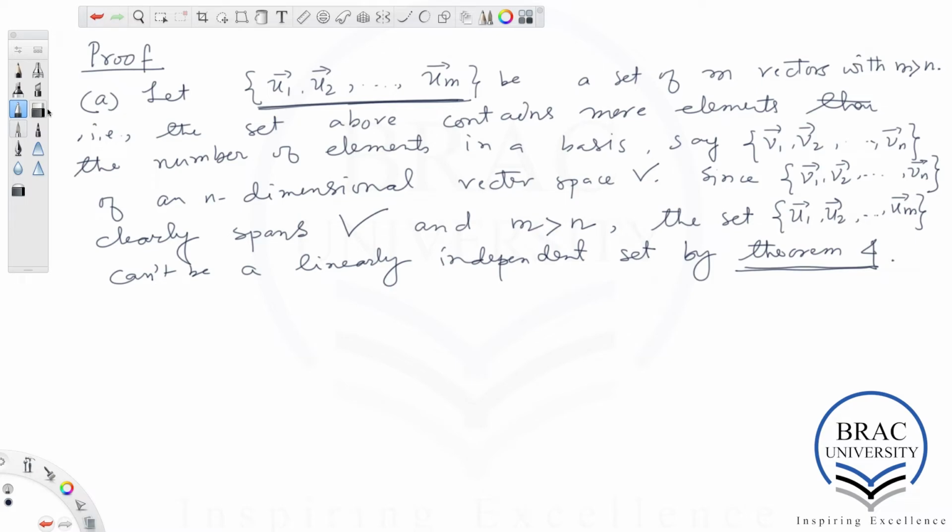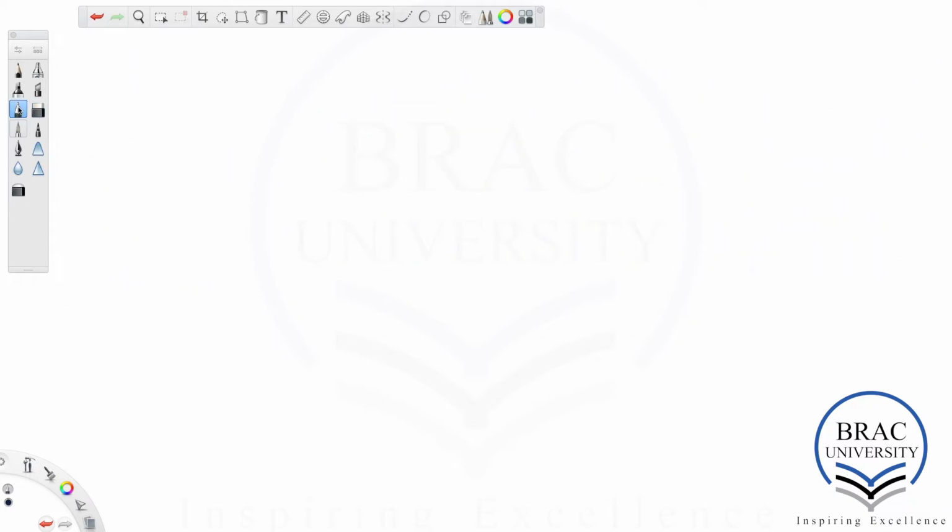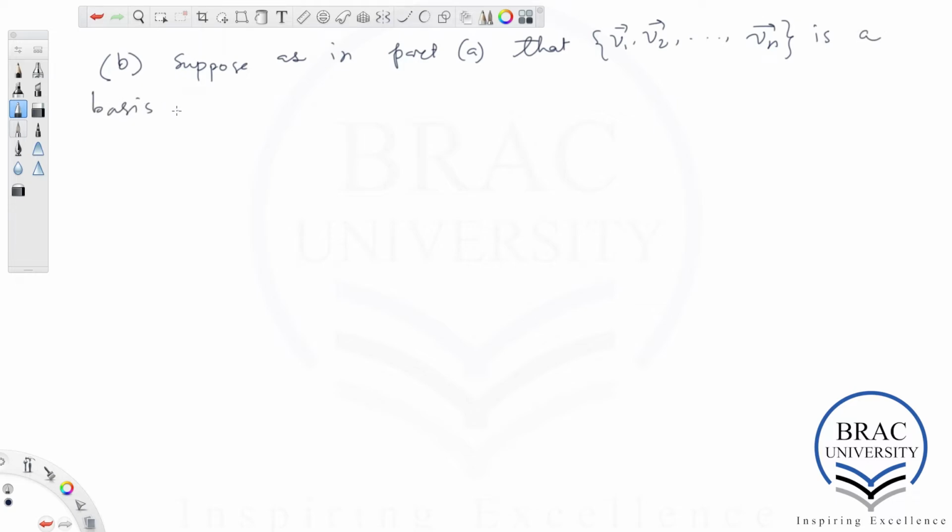Okay, now part B. So let me erase everything. I'm going to prove part B. If a set has fewer than n elements, then the set is not going to span the vector space V. Okay, that's what I need to prove. Suppose, as in part A, that V1, V2, all the way up to Vn is a basis of the vector space V.